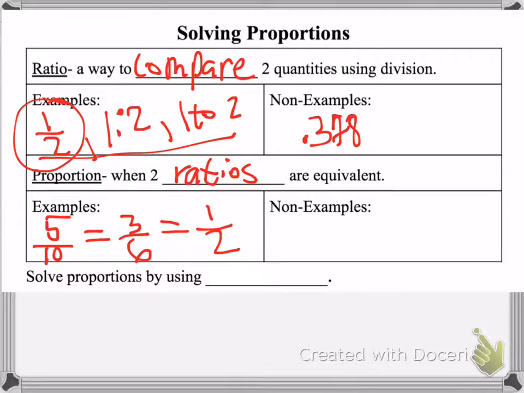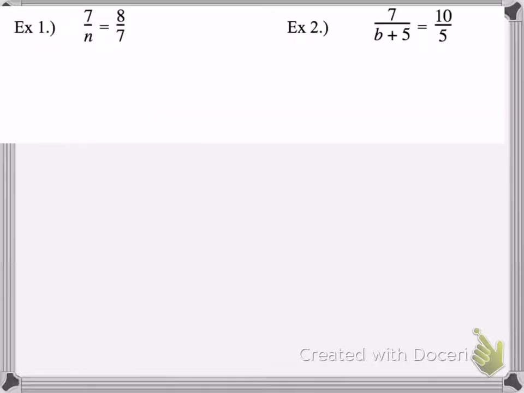So we solve proportions by using multiplication. That's it. What? That's it. All we do is multiply. Do not tell me cross multiplying. Cross multiplying is wrong, and I will mark it wrong. Here's what we're really doing.